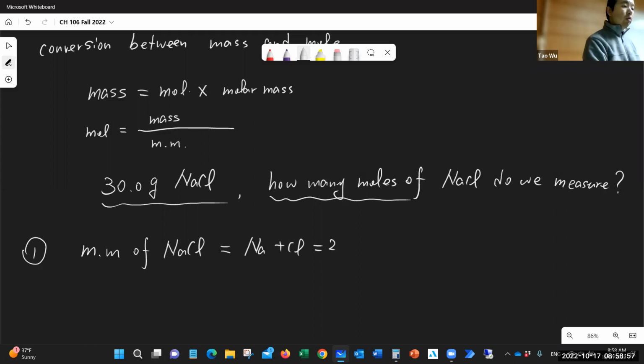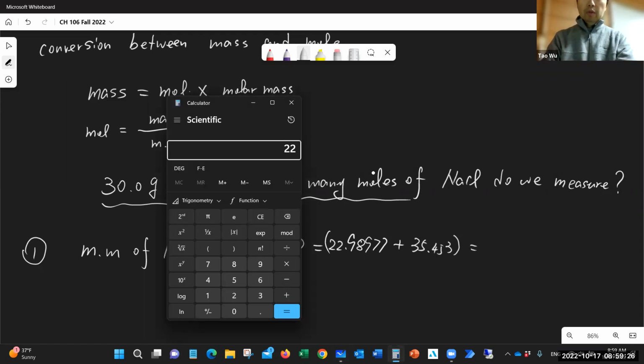Sodium is 22.98977, plus chlorine, that's 35.453. Then you add them together. This gives you the molar mass of sodium chloride: 22.98977 plus 35.453. You got 58.44277.